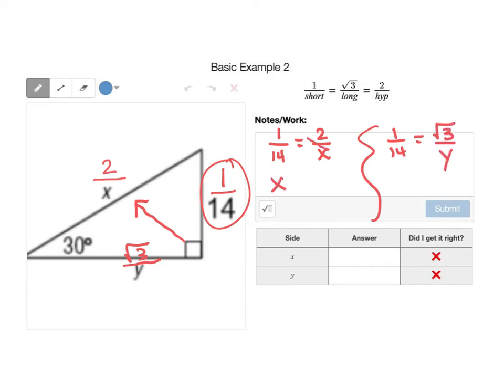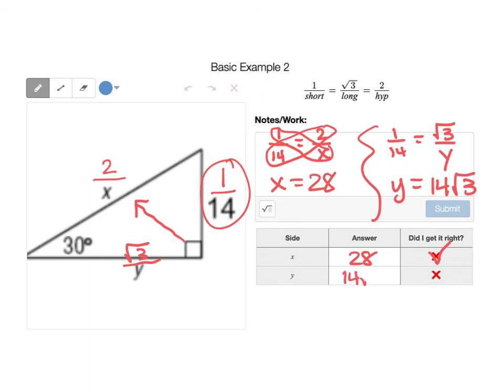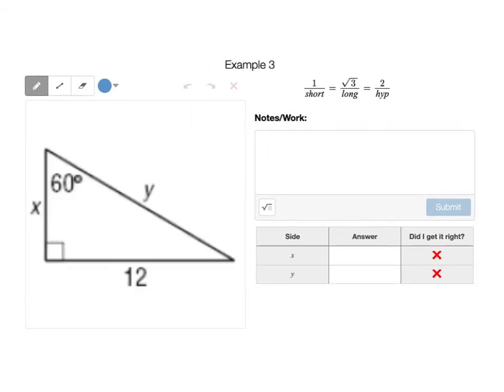Cross multiply, you get x equals 28. That was easy. And cross multiply here, and you get y equals 14 root 3. And that's it. That's all there is to it. Just another one.